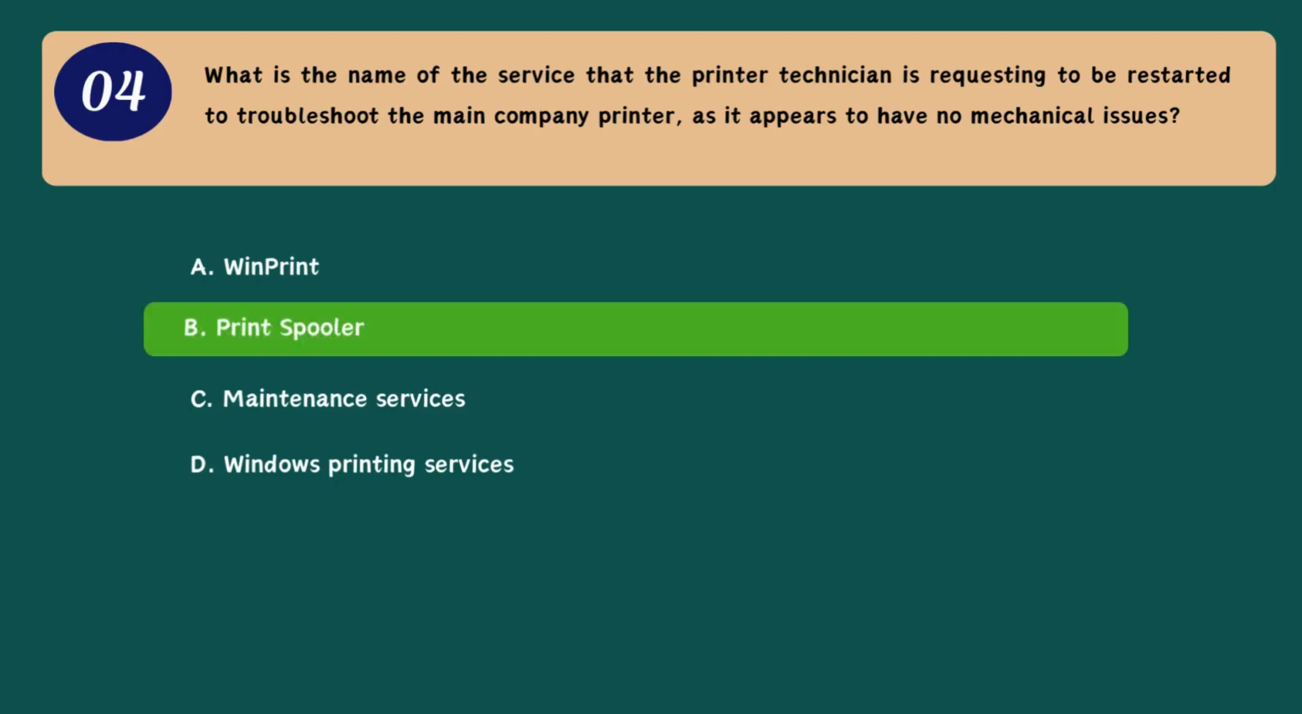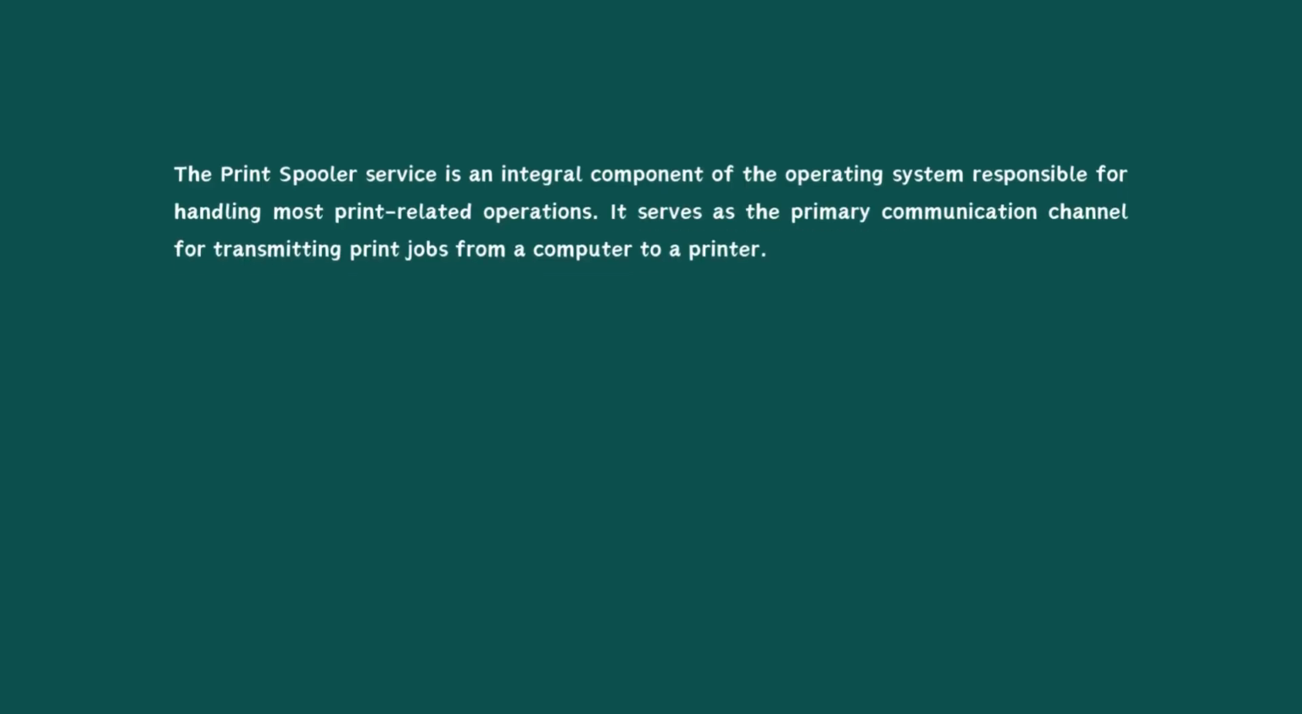Correct answer: B. Print Spooler. The Print Spooler service is an integral component of the operating system responsible for handling most print-related operations. It serves as the primary communication channel for transmitting print jobs from a computer to a printer.